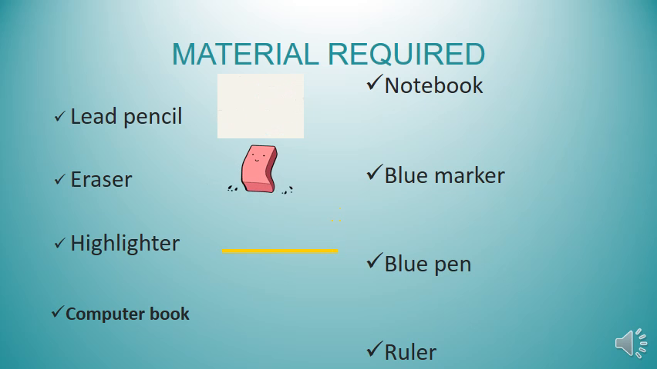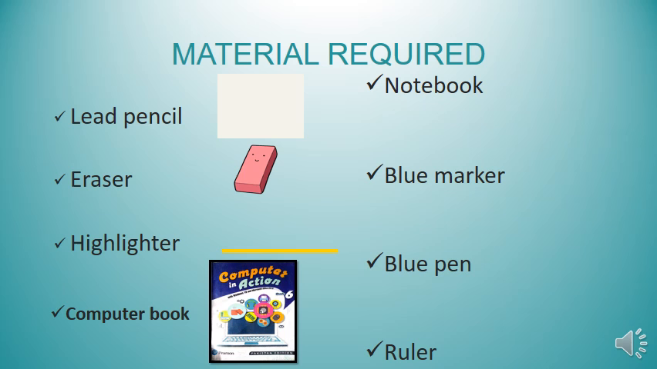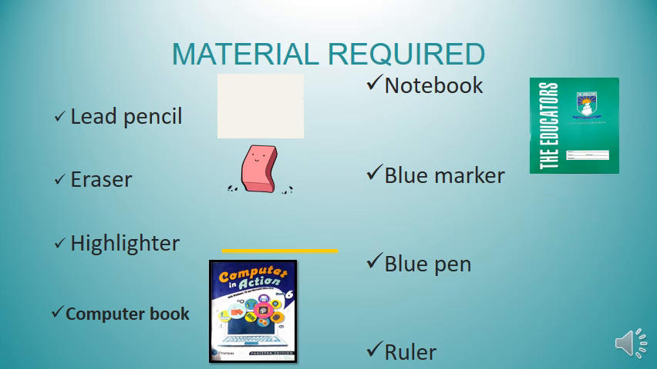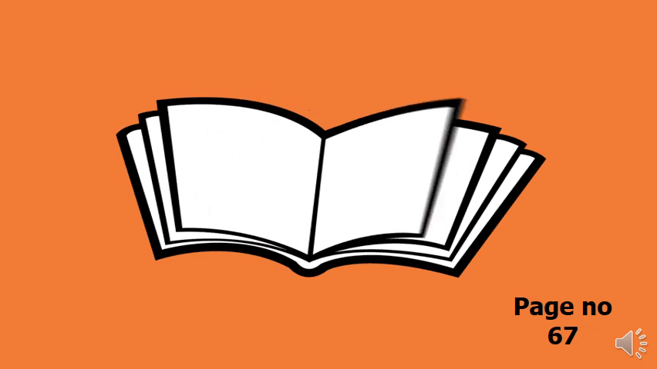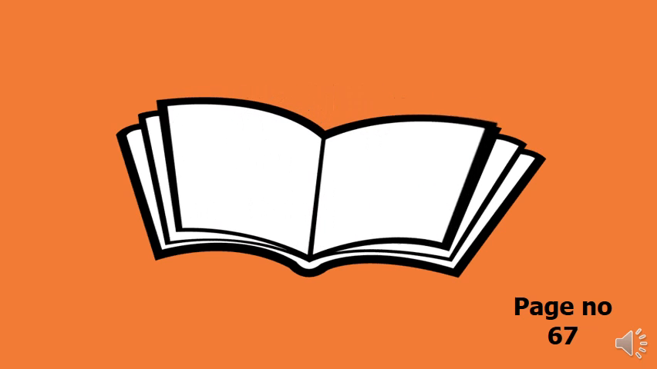The material that you have to arrange for this lesson is a lead pencil, eraser, highlighter, computer book, notebook, a blue marker, blue ink pen, and a ruler. Dear students, please open page number 67 of your computer book.